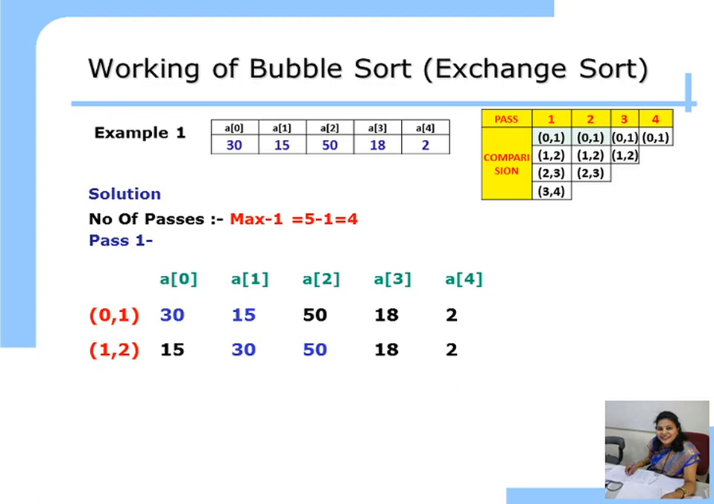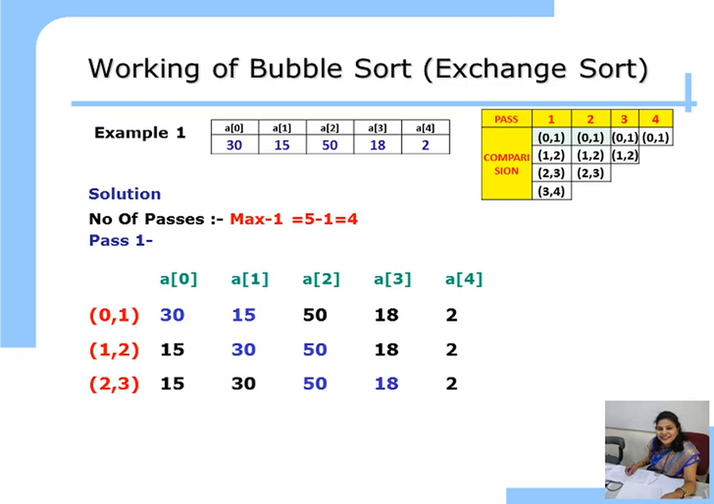Now we are doing the next comparison, between 1 and 2. What is present at the first position? 30. What is present at the second position? 50. Is the first element greater than the second element? Is 30 greater than 50? I highlighted the elements which we are going to compare in blue color. Is 30 greater than 50? No, it is not greater than 50, so we do not swap it. So what will be the output? It will be 15, 30, 50, 18 and 2.